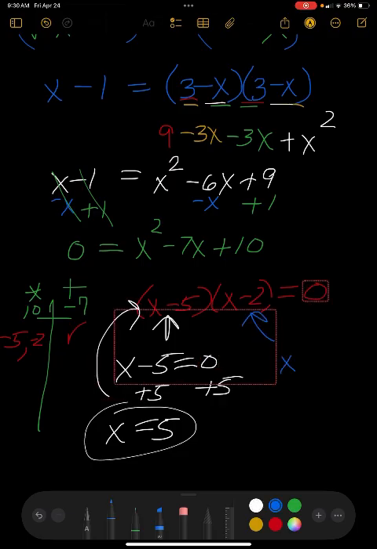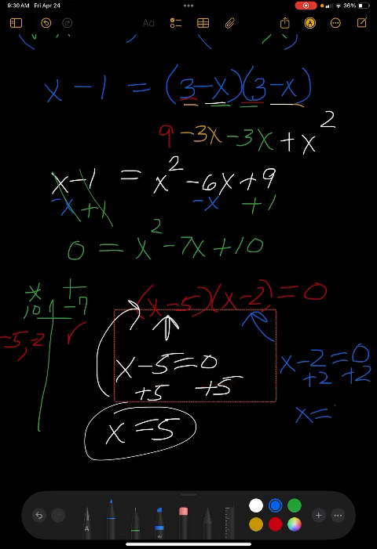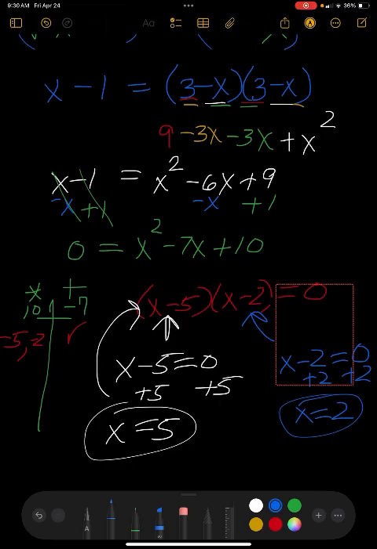You probably see it right away, but just in case you don't, we could just write it out like that. Add 2, so x equals 2. So we have two solutions here, x equals 5 and x equals 2. Are we done? No, we have to plug it back in and make sure it works, right?